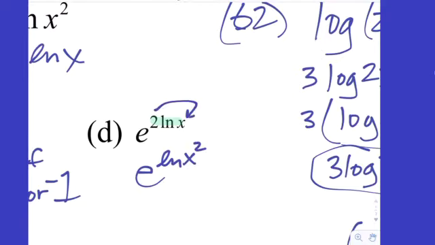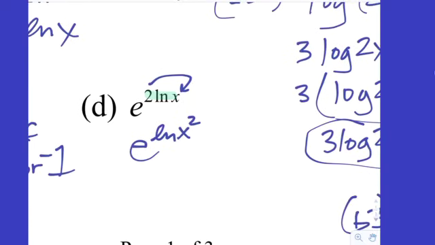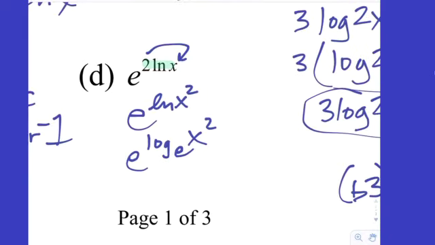You could bring the 2 back up as an exponent on that argument. And now we can simplify from the previous section. What is e to the natural log of x squared? Remember, this is the same as e to the log base e of x squared. That's what natural log is. It should be what? It should be x squared, right? Yeah. So e to the 2 natural log of x is just x squared in disguise.